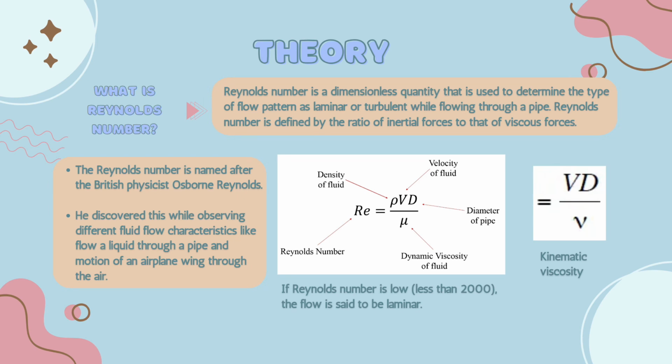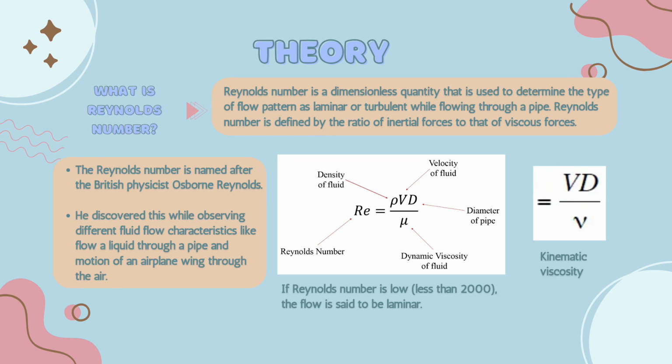The Reynolds number is named after the British physicist Osborne Reynolds. He discovered this while observing different fluid flow characteristics, like the flow of liquid through a pipe and the motion of an airplane wing through the air.